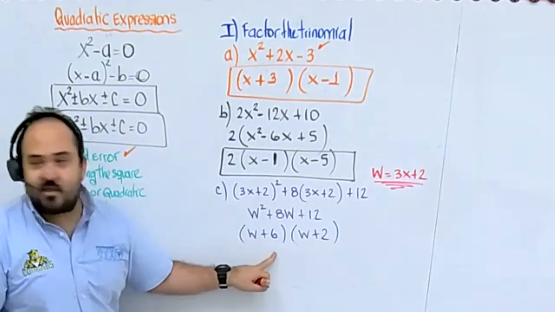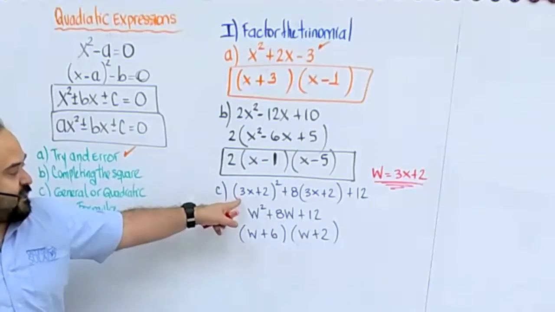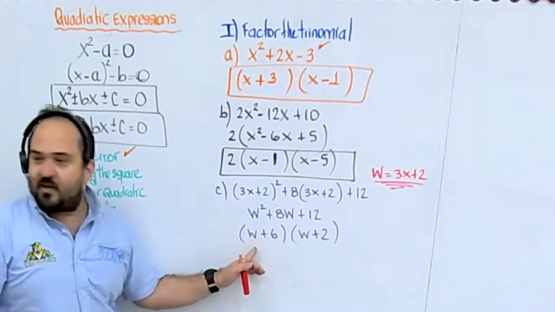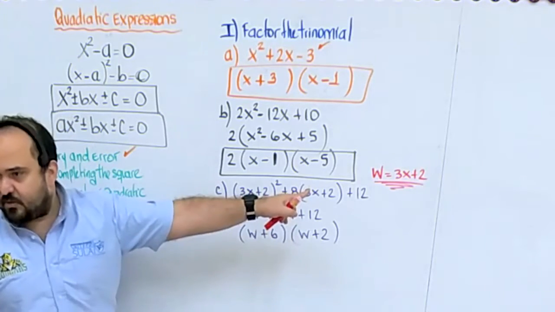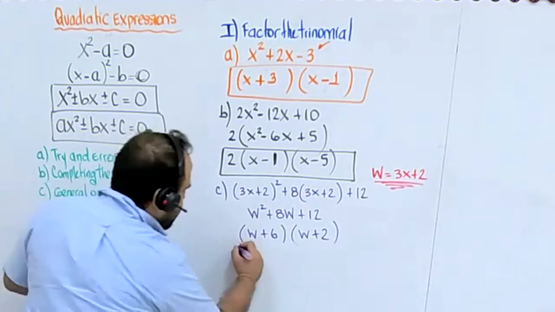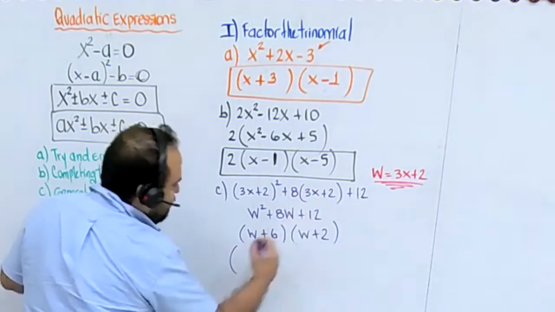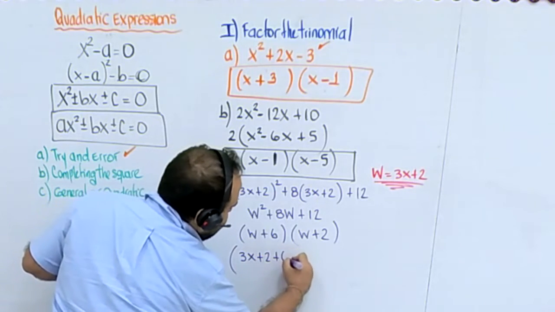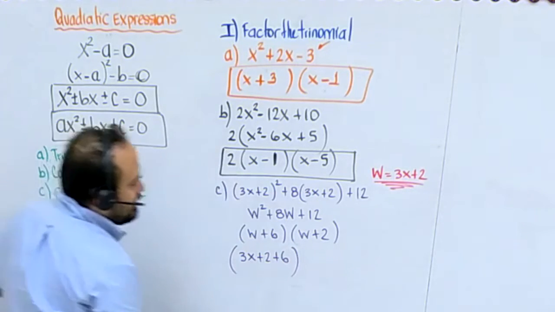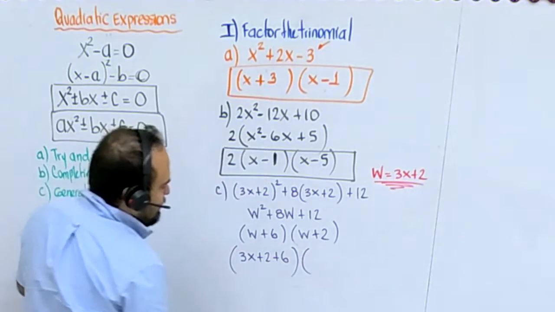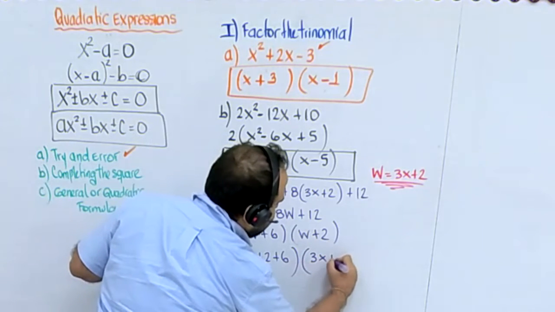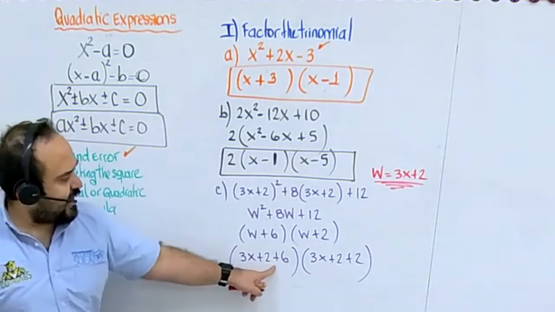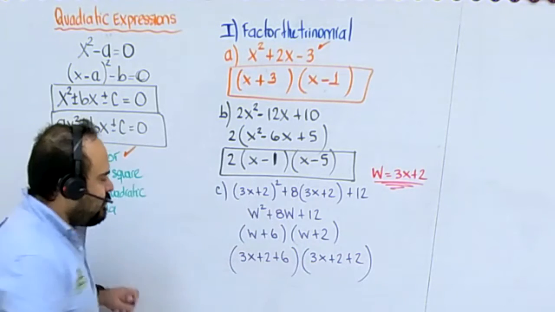However, this is not the answer because the original expression is given in terms of 3x plus 2. So I'm going to replace W by the original one. Open parenthesis, instead of W, I copy 3x plus 2 plus 6, close parenthesis, open parenthesis, 3x plus 2 plus 2. We have like terms. 2 plus 6 will be 8.